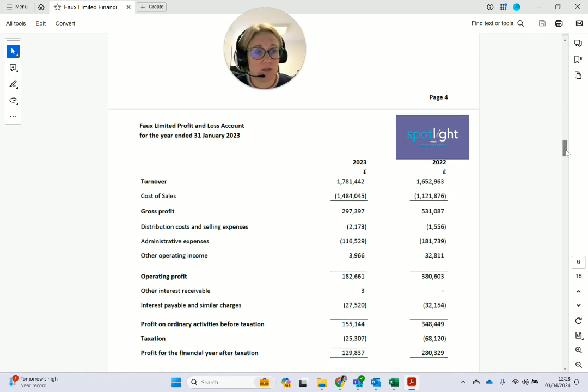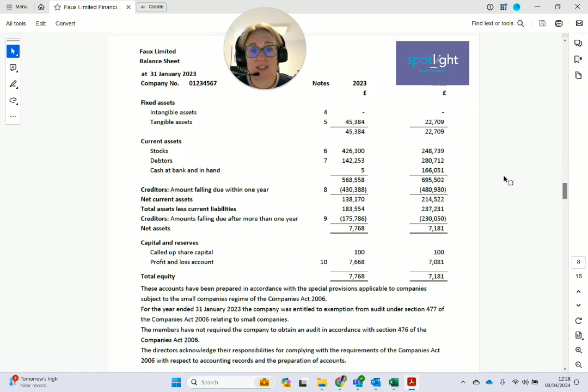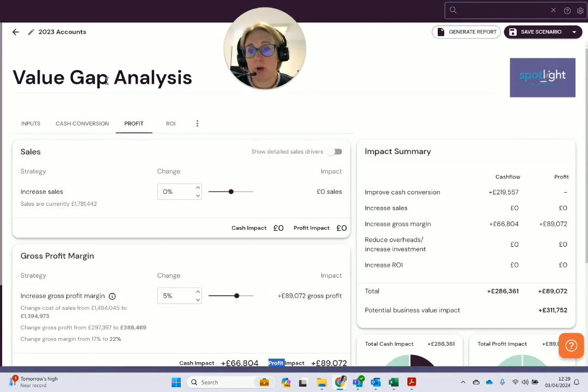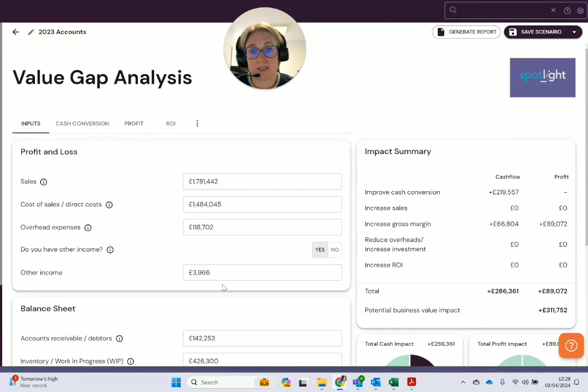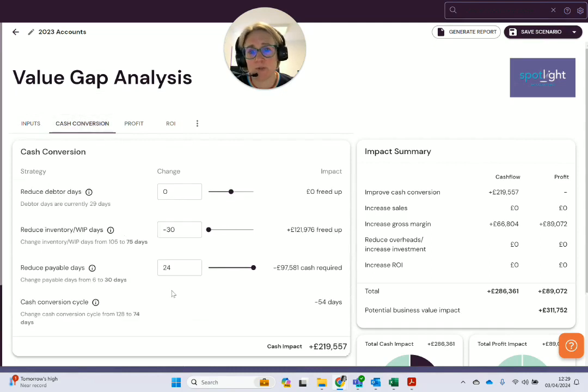The other key issue that we identified was that they had 166,000 pounds in the bank at the end of 2022, but nothing at the end of 2023. So I have popped in the key figures into our value gap analysis report, and the first thing we're going to look at is the cash conversion cycle.